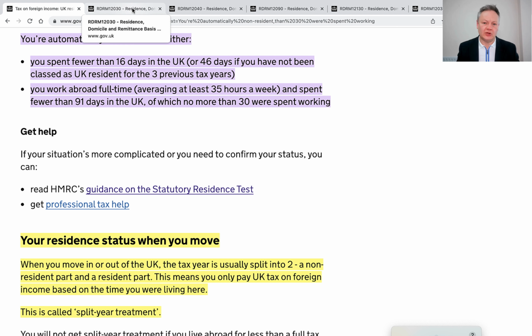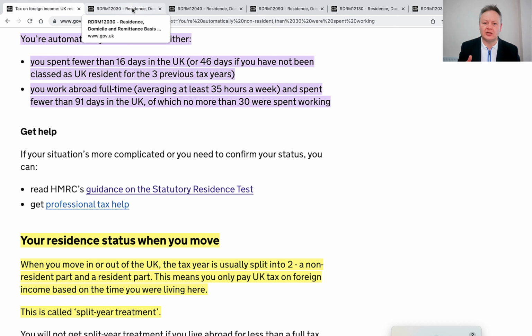The problem with UK tax residency status, when you're leaving the UK, is that it's not as easy as saying, well, I spent less than 183 days, therefore I'm not resident. Well, that's not true, and this is the problem. You have this split year treatment going on. So let's get into understanding.